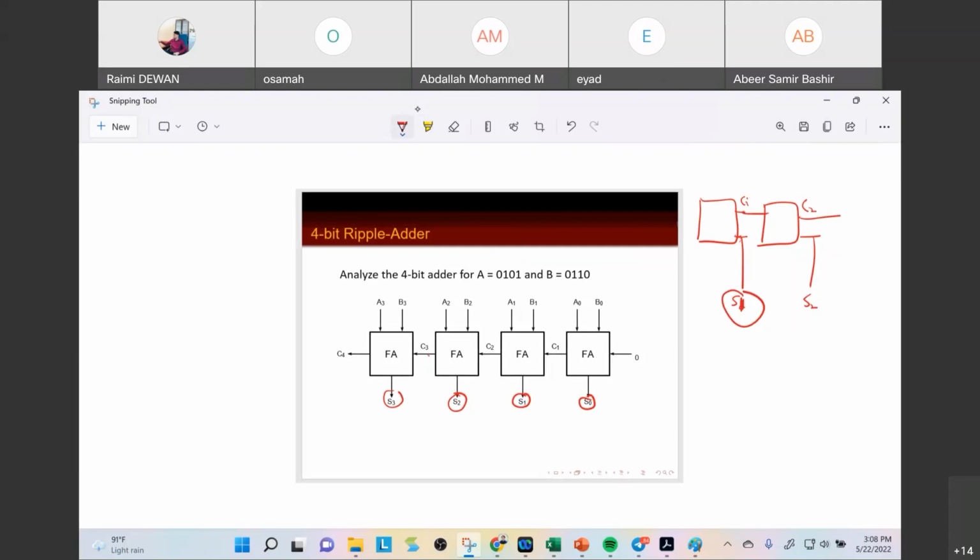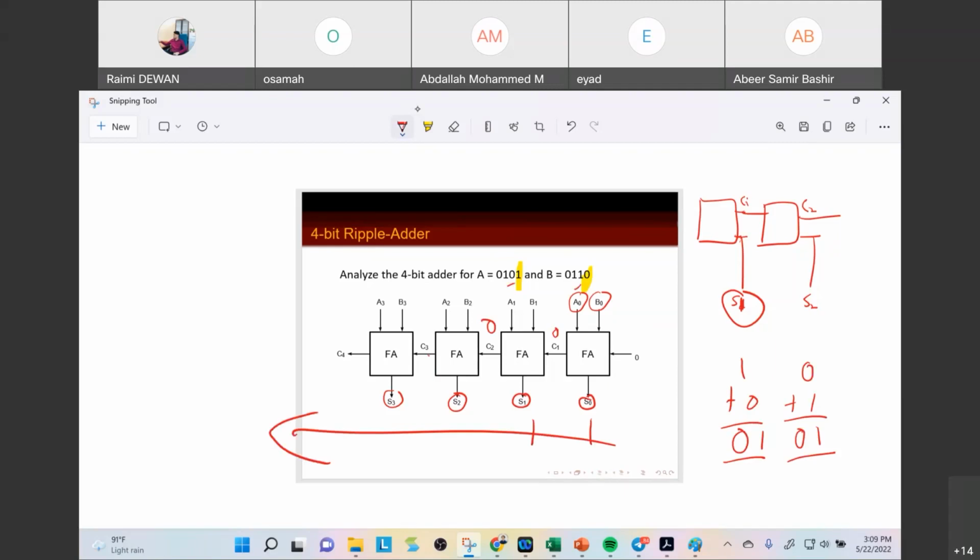So A0, B0: 1 plus 0. You get 1 and carry 0. So it will be 1, and the one going to the next is the 0. Then 0 plus 1 is 1 with the carry of 0. So this one is 1 and this one is 0, and so on. So this is a ripple adder.